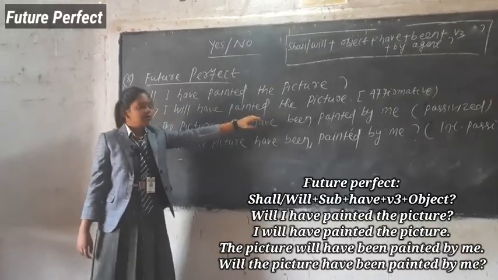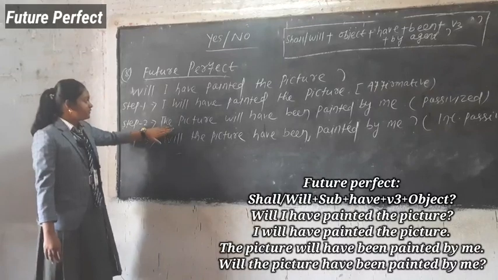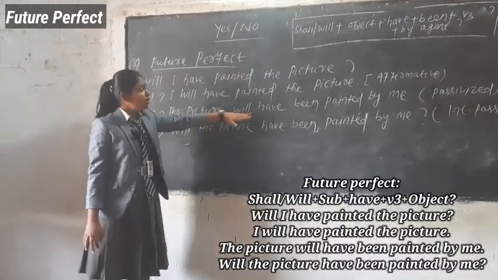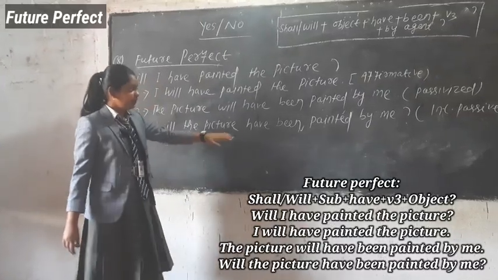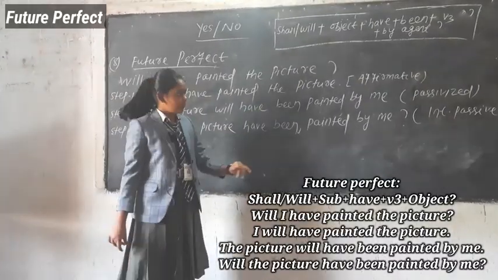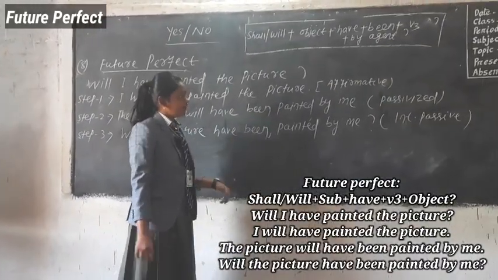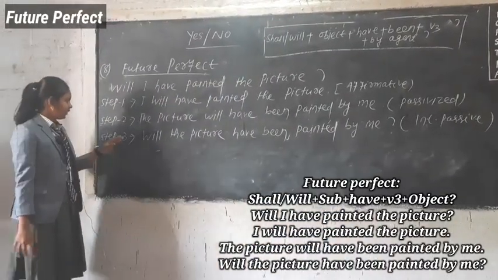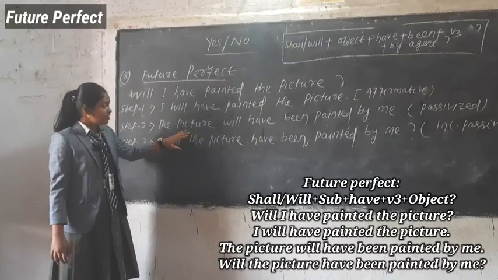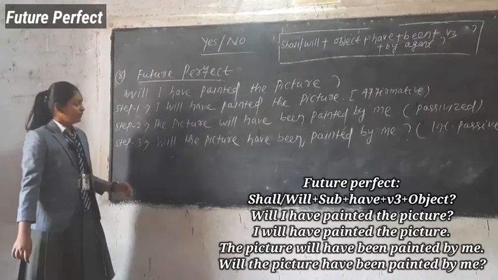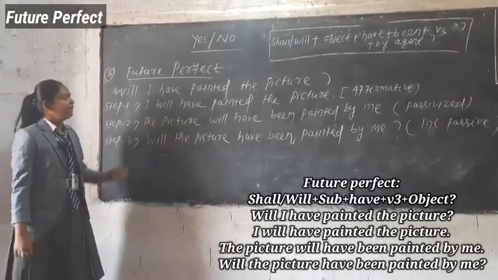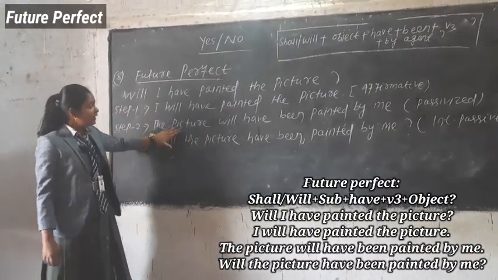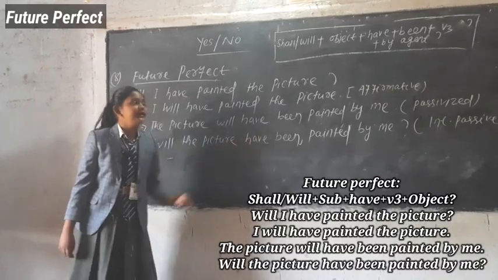Step 2 is to passivize this sentence in affirmative. The picture was the object in active voice, it becomes the subject in passive voice. The picture will have, auxiliary verb been is added in the passive voice, painted, the verb 3 form, and by me, that is by agent. Step 3 is to interchange the positions of will and the subject. Will comes to the first. Will the picture have been painted by me?